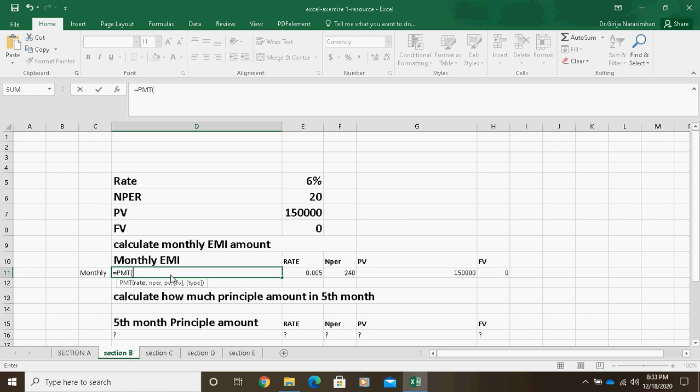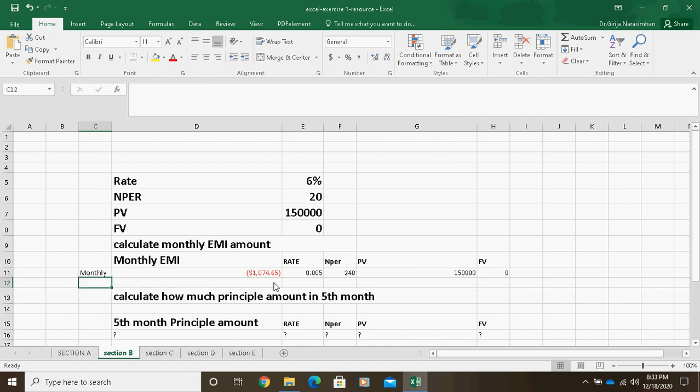Suppose 6% is my interest and I have taken a loan for this amount for 20 years. So PMT, rate, comma, NPR, comma, PV, comma, and then FV. Very simple. So every month I should pay 1,074.65 rupees.